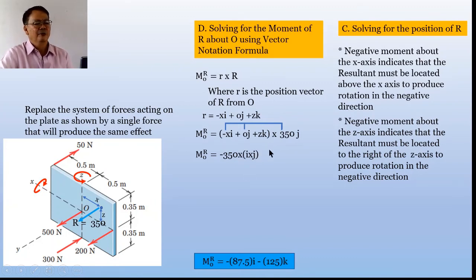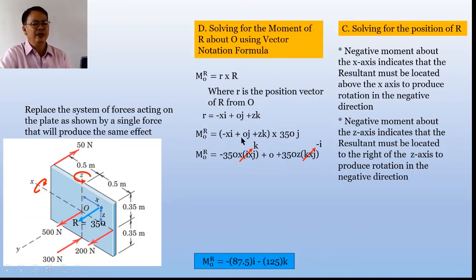Right? What about this term, the product of 0 and 350j? Of course, that is 0. And what about the product of zk times 350? This becomes positive 350z times k cross j. But we know that the cross product of two unit vectors, i cross j, is equal to what? Is equal to k. While the cross product of k cross j is equal to negative i.